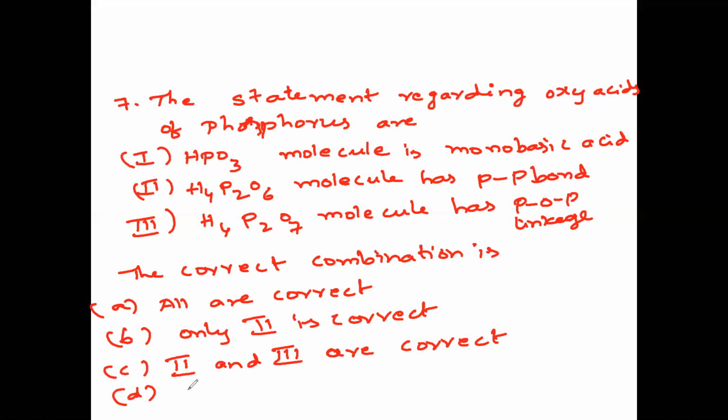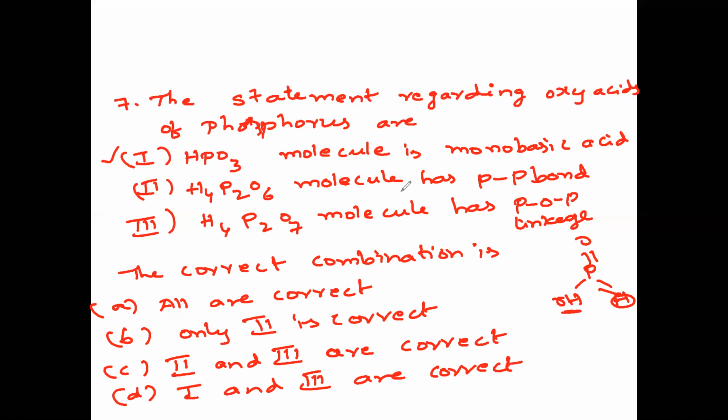Option D, 1 and 3 are correct. So let us discuss the answer now. HPO3 molecule, what is the structure? One phosphorus, one P-OH bond will definitely be there, one P double bond O and one P-H bond. So HPO3 has 2 oxygens, with one double bond O. This is the structure of HPO3. It has basicity 1 because it has only one OH bond. So the first option is correct.